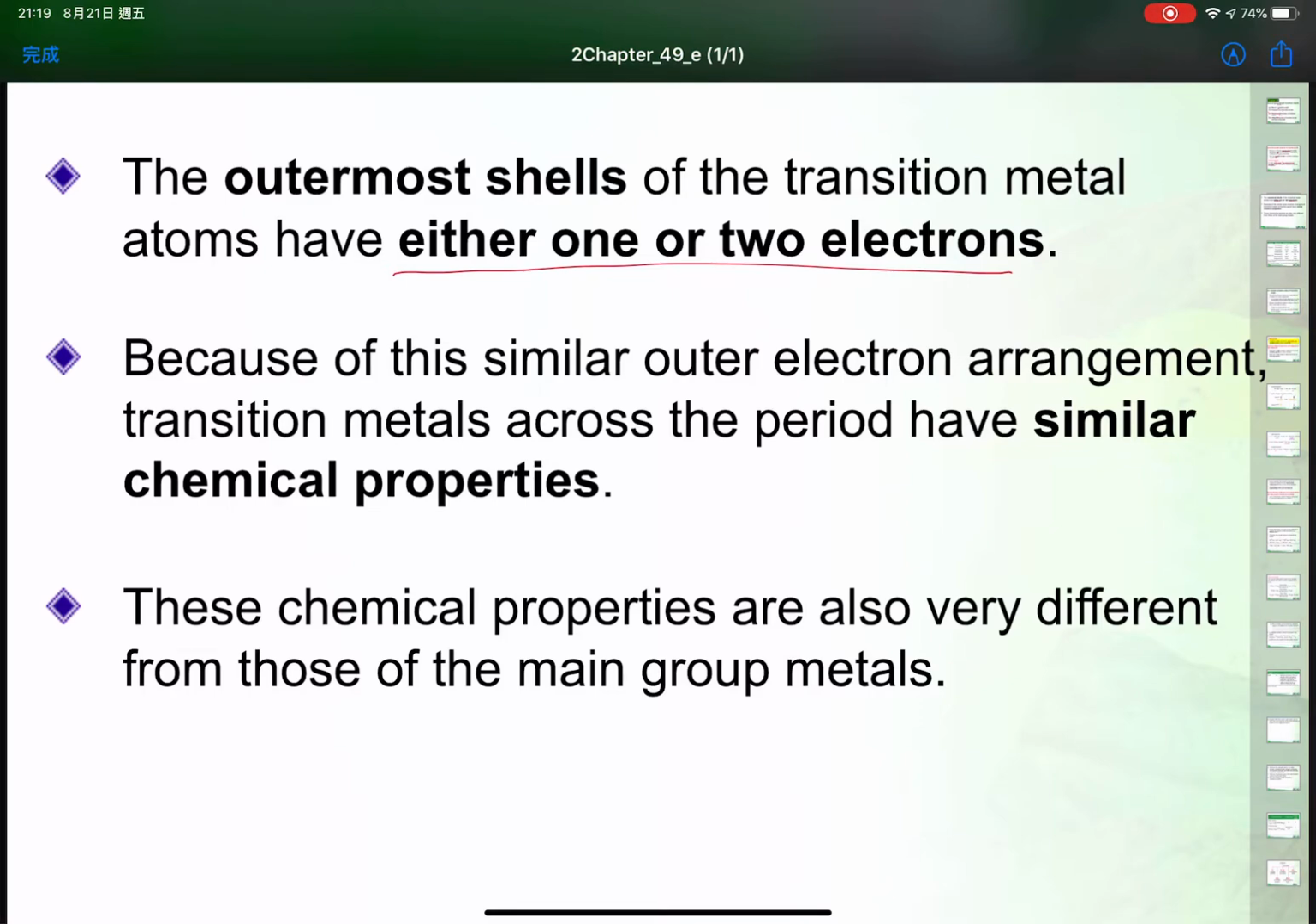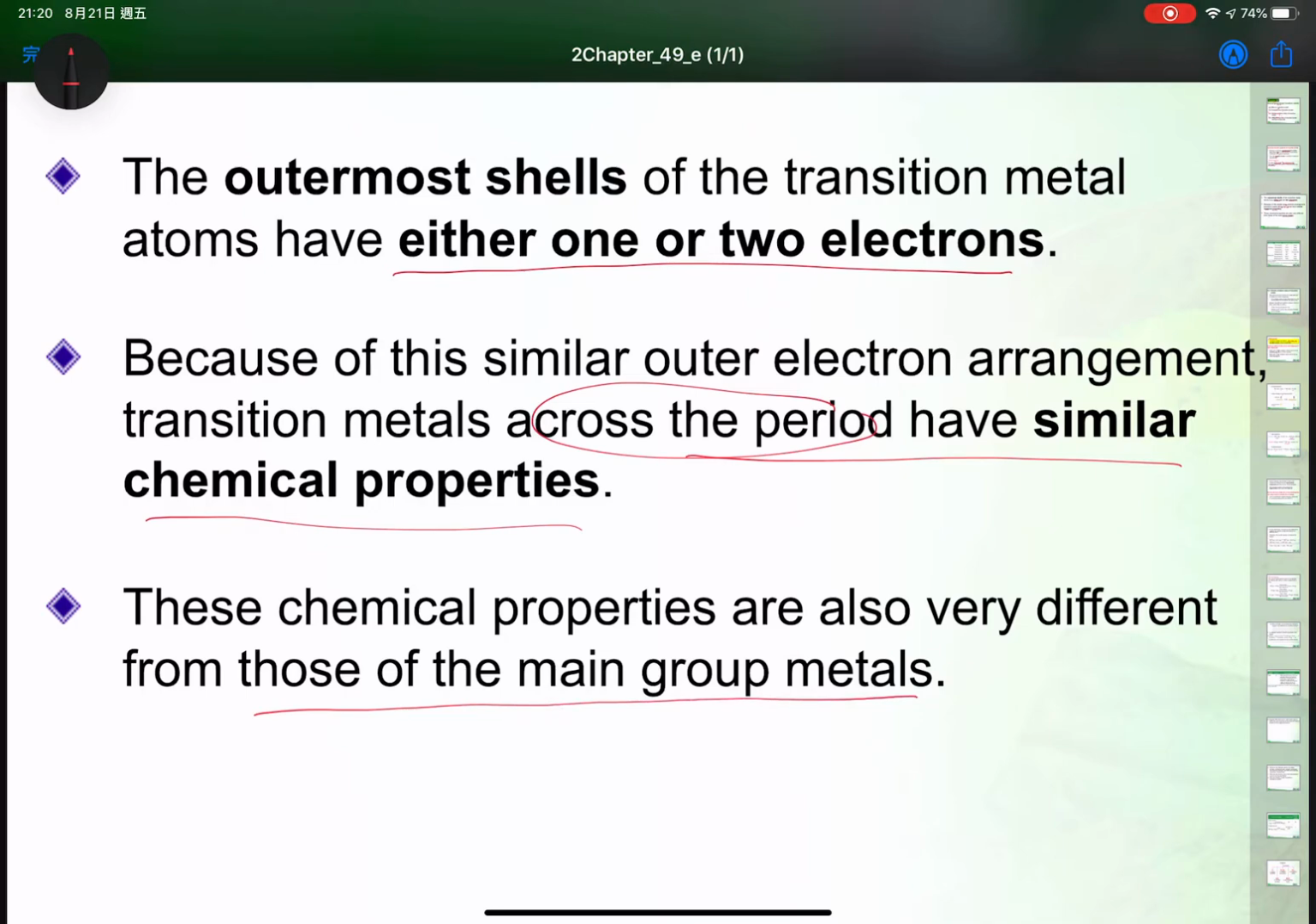Because of the similar outermost shell electron, across the period they have similar chemical properties. Well, remember, for transition metal, it's across the period. But for the main group metals, it's across the group. So these chemical properties are also very different from those of the main group metals.